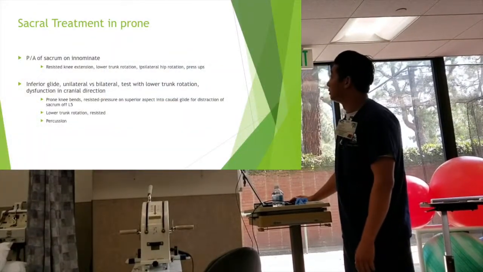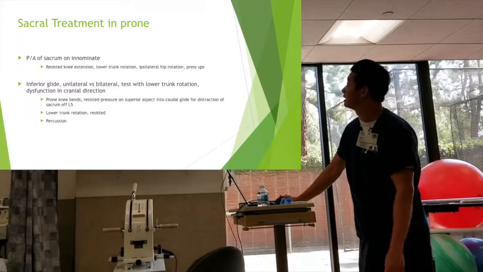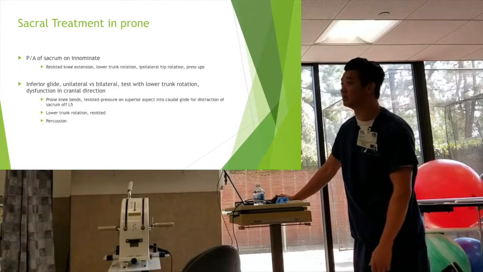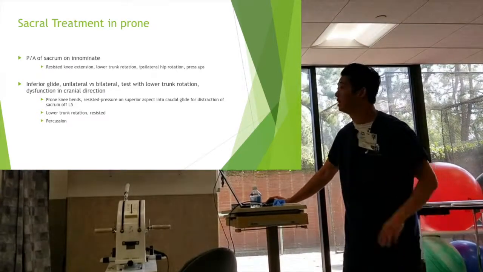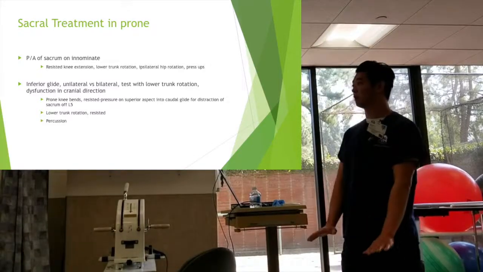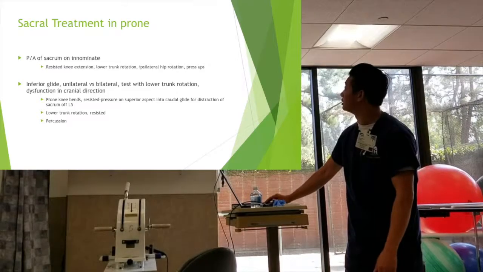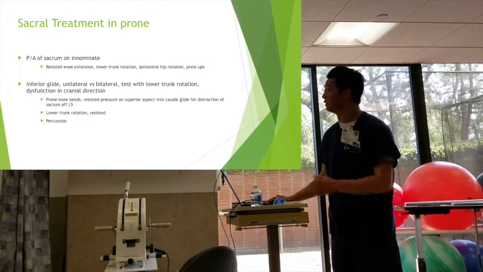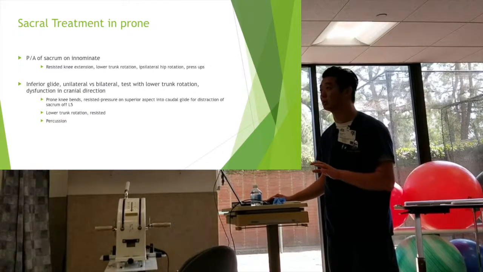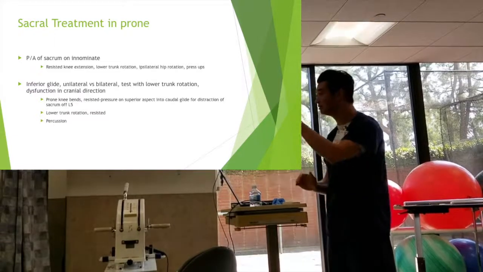Sacral treatment in prone, this is all stuff that we've done before. Other ways to generate treatment while you're doing those PAs is just to increase the knee extension, resist the knee extension, lower trunk rotation, hip rotation, and then obviously press ups like an upward dog kind of motion. Inferior glide, you can treat the same thing with the knee bends, distraction, and then you can do percussion with a Kong. What Shelly's doing, you just gotta hit it.